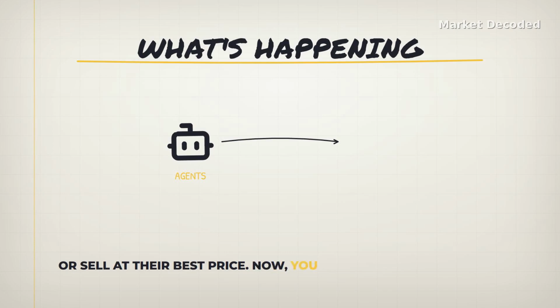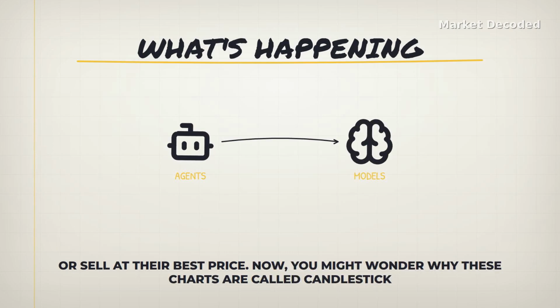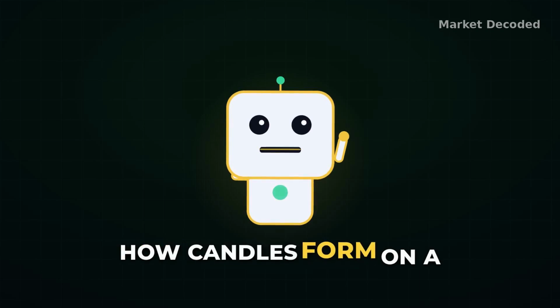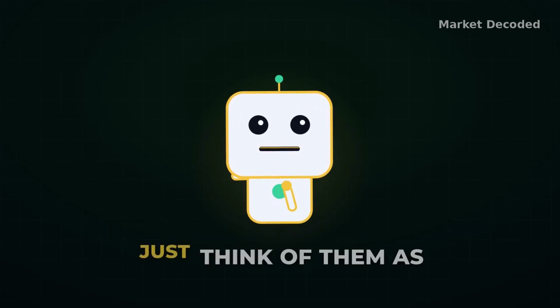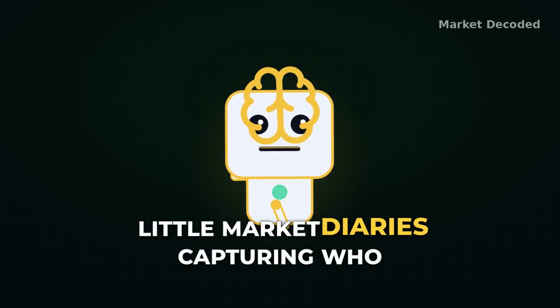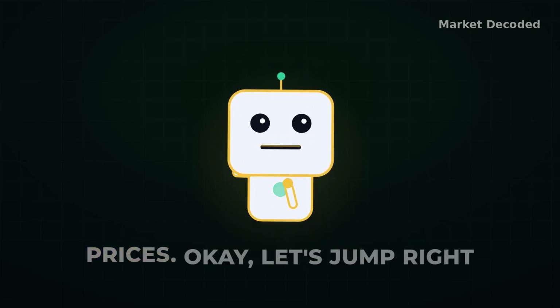Now, you might wonder why these charts are called candlesticks. If we were in an old-fashioned candlelit market, this chart would look a bit like how candles form on a holder each day. But don't worry about the historical name. Just think of them as little market diaries capturing who won that day's battle for prices.